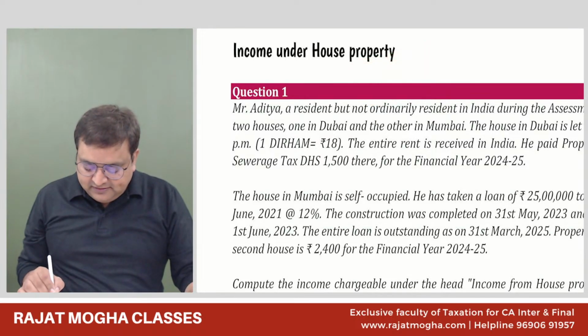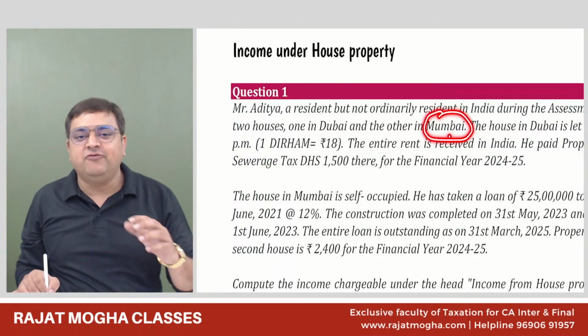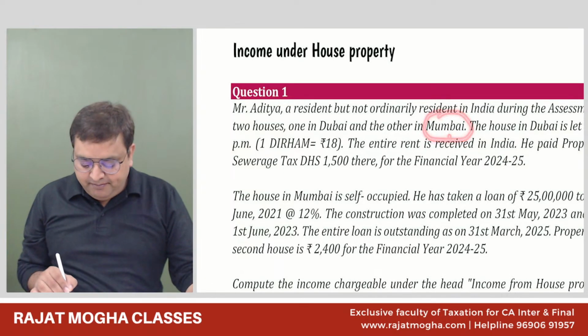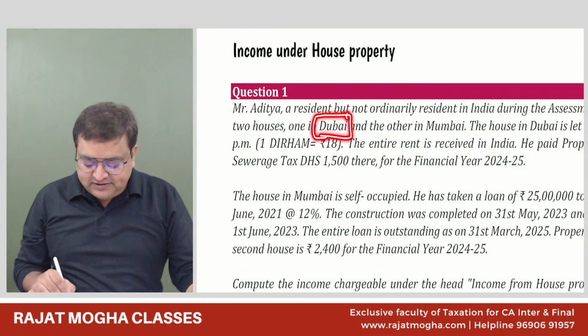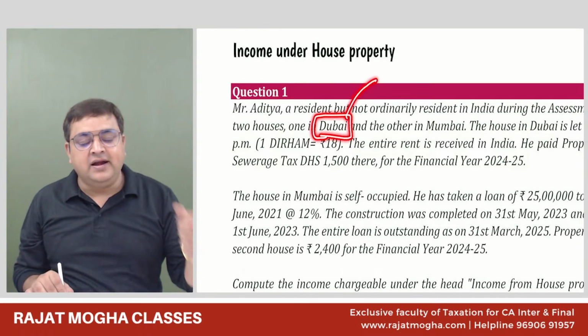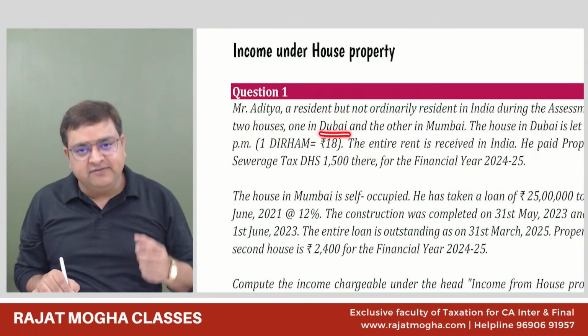So it means that his Mumbai house can be taxable because this Mumbai house income would be arising in India, but his Dubai house is outside India. So this income should not be taxable unless and until it is received in India. So if it is received in India, then we can tax it. Otherwise, we can't tax it because he is resident but not ordinary resident.